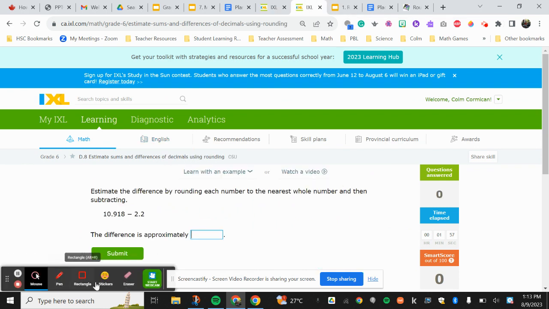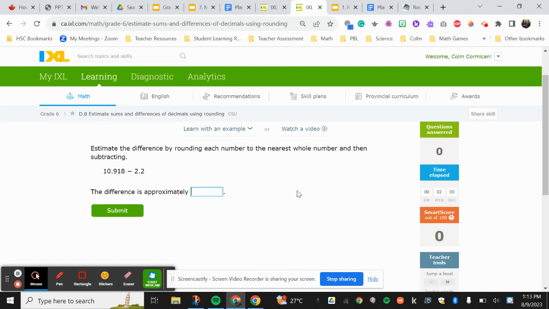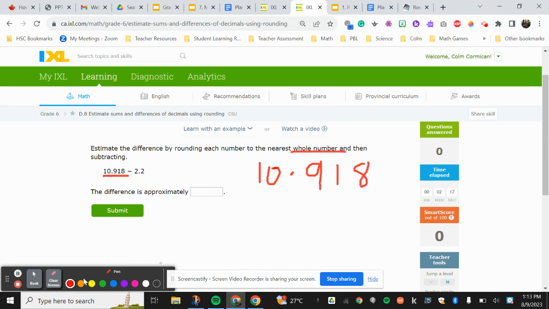Okay, now let's look at another question. Similar question, except this time it is estimate the difference by rounding each number to the nearest whole number and then subtracting. So again, take each number for what it's worth. I'll take the first number here, which is 10.918. Now again, if I'm rounding to the nearest whole number, I need to pay attention to the 10th column. And because the 10th column is 9, that tells me that I'm going to round the unit value up. So I'm rounding that up from 0 to 1, and the digits to the left stay the same. So I'm rounding that number, which was 10.918, to 11, or if I prefer, 11.000.